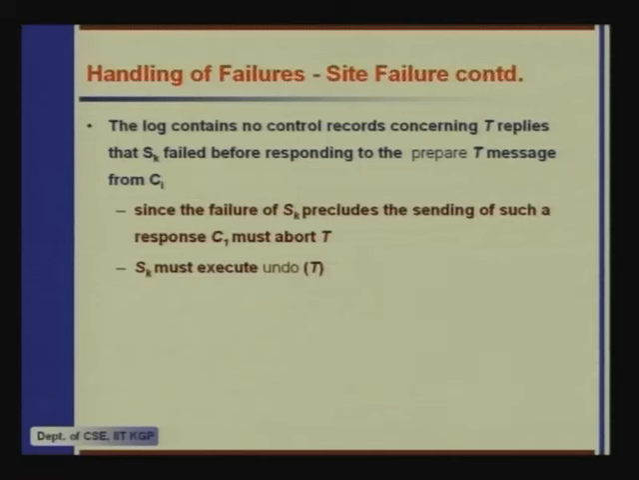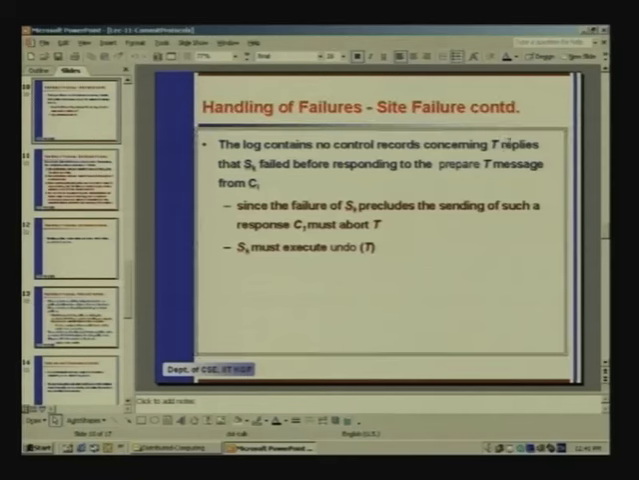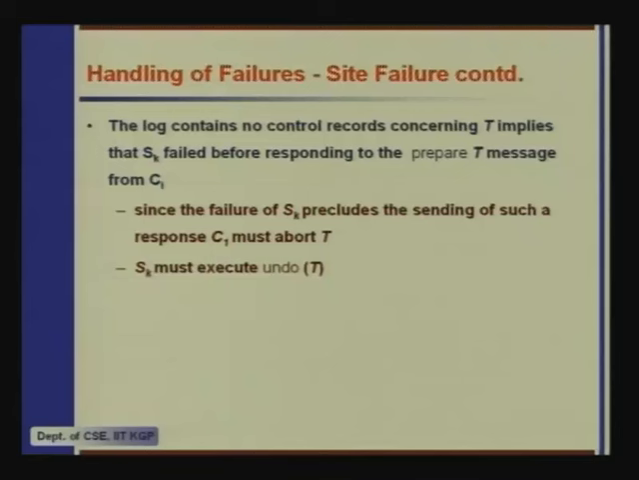If, in the site failures, the log contains no control records concerning T, then what can we say? Let me correct the typo here. The log containing no control records concerning T implies that SK failed before responding to the prepare T message from CI, because it does not even have a prepare T message in its log.